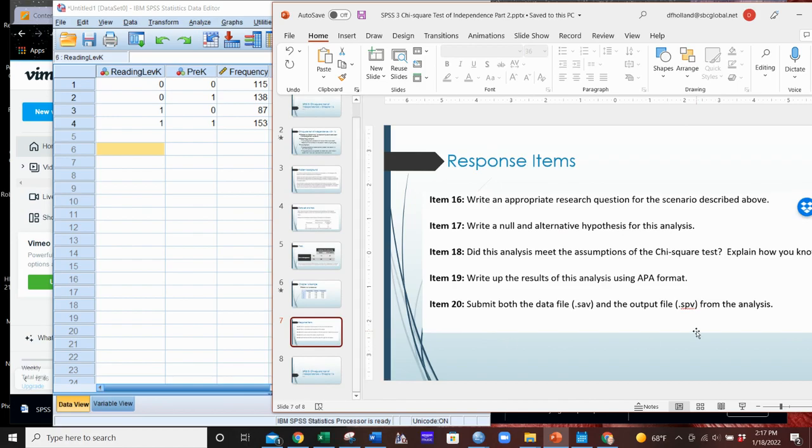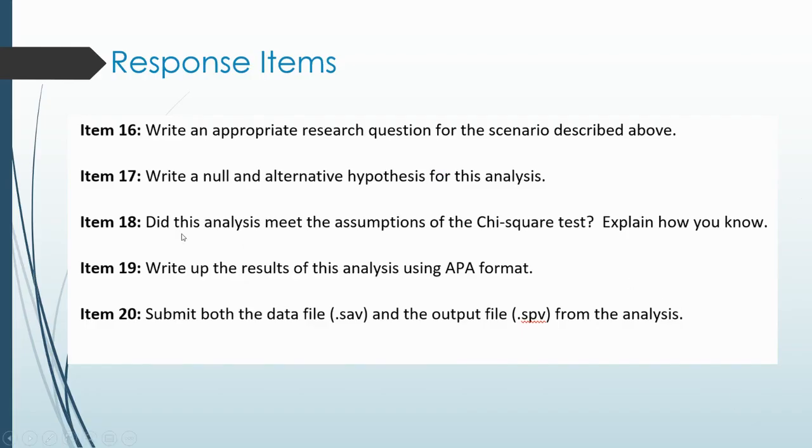So going back to the PowerPoint presentation, here are the things I'm going to ask you. Write a research question for this scenario. So use the example from Yaki to help you come up with that. But of course, obviously, you're going to need to use the variables from this particular scenario about pre-K participation and reading level at the end of kinder. And then null and alternative hypotheses. Again, use Yaki as your guide for that.